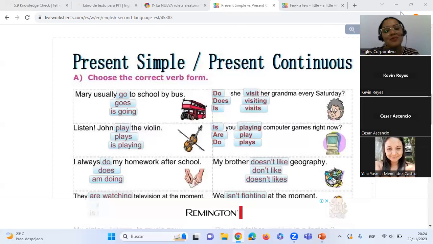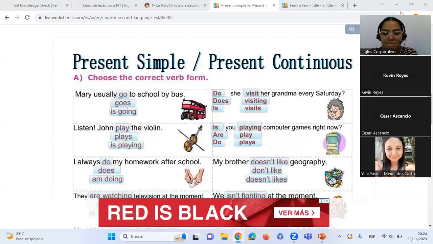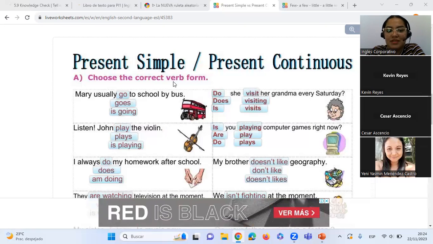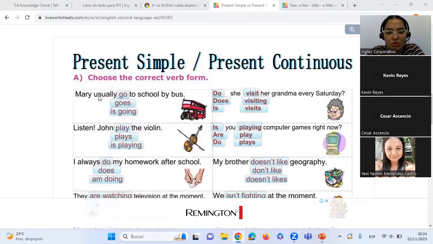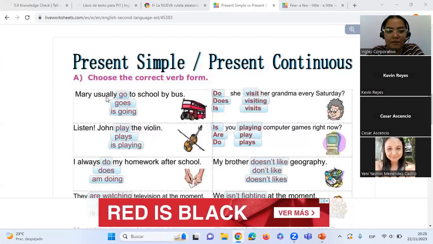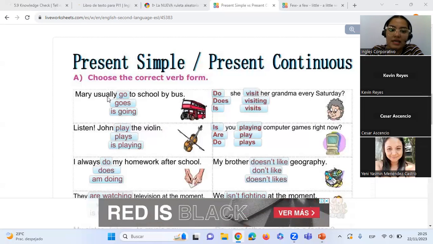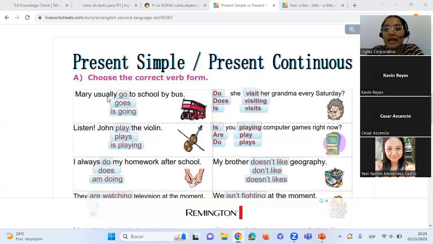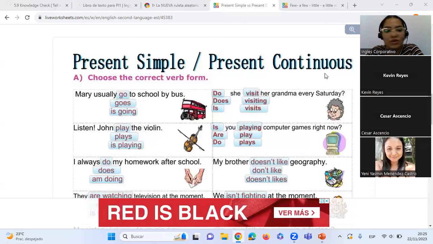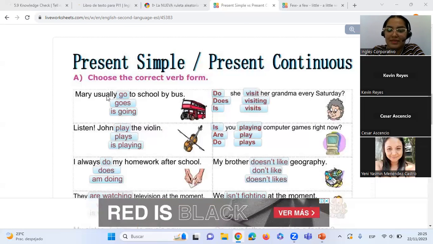Y aparte de eso, ¿cómo ustedes creen que podríamos identificarlo? Porque hay otras pistas que nos dan. Okay, maybe no idea. All right. Muy bien. Podemos identificar que estamos hablando de un simple present cuando utilizamos usually. Por ejemplo, usually, always, y nuestros adverbios de frecuencia. She sometimes, she usually, she never, okay? Esto lo utilizamos en el simple present. Mientras que en el present continuous, we don't use, Mari usually is going to the school. No los utilizamos en el present continuous.